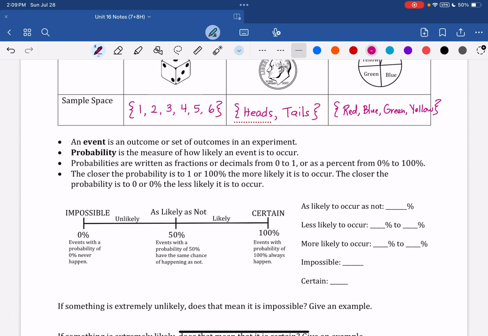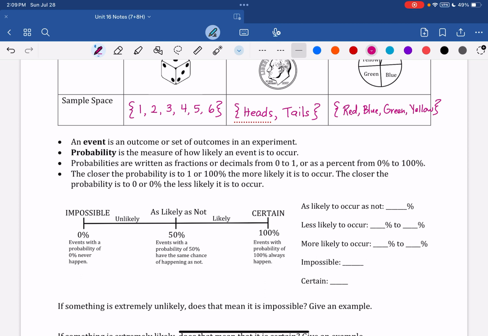So impossible is a zero event. The probability is 0. It is never going to happen. So like if you have one die and what's the probability that you're going to roll a 12? It's impossible. There's not a 12 on that die. As likely as not, that's your 50-50 chance. So events with a 50-50 chance are equally likely to happen. Like on rolling a die, the chance of rolling an even number, half of the numbers are even, so you'd have a 50-50 chance. Certain is a 100% chance of happening. If you roll a die, you're going to get a number that's 1, 2, 3, 4, 5, or 6.